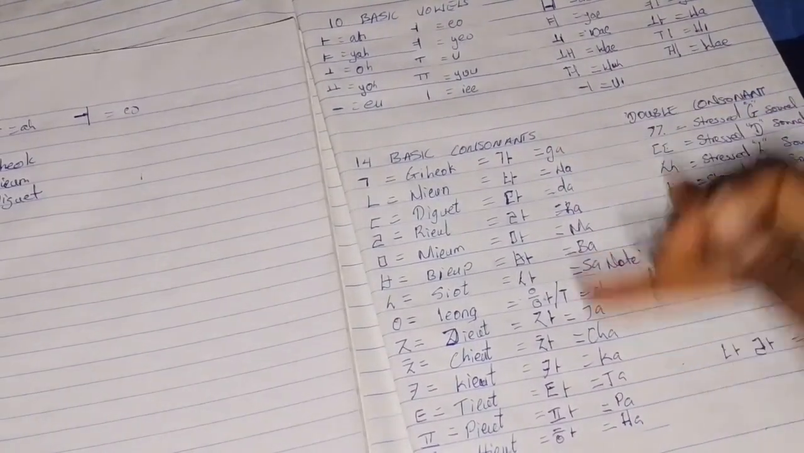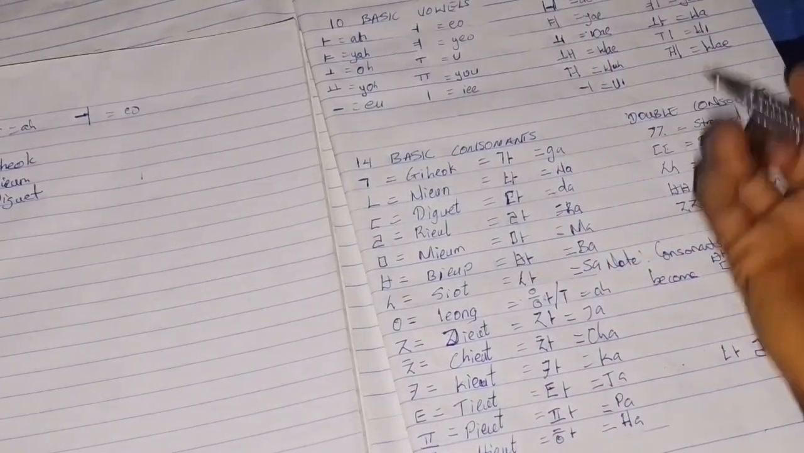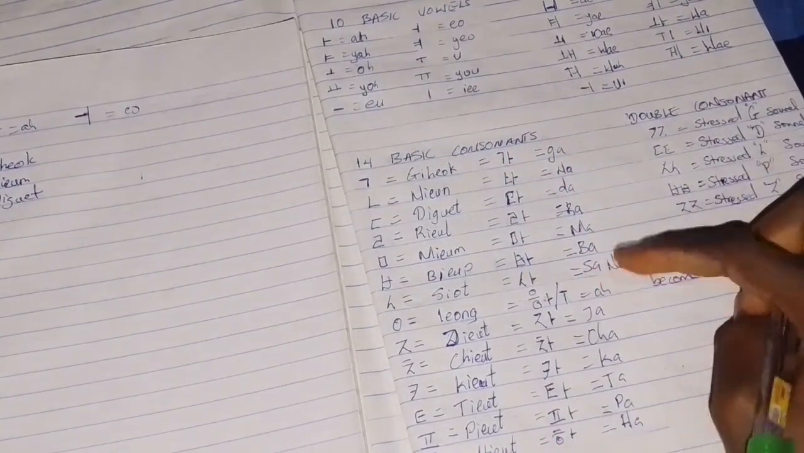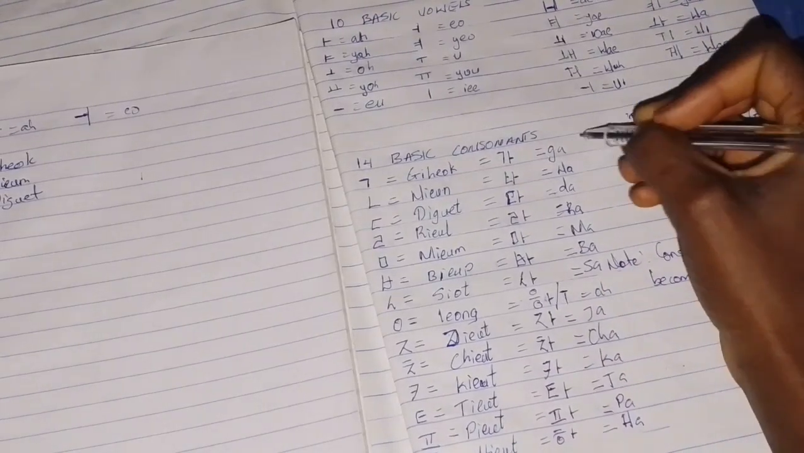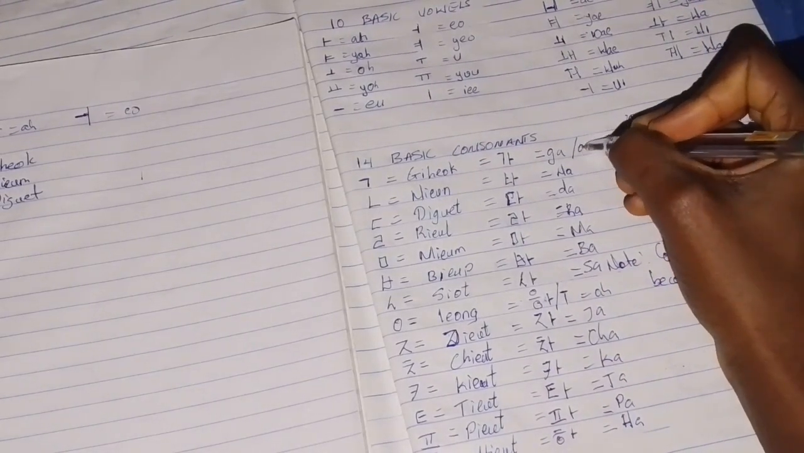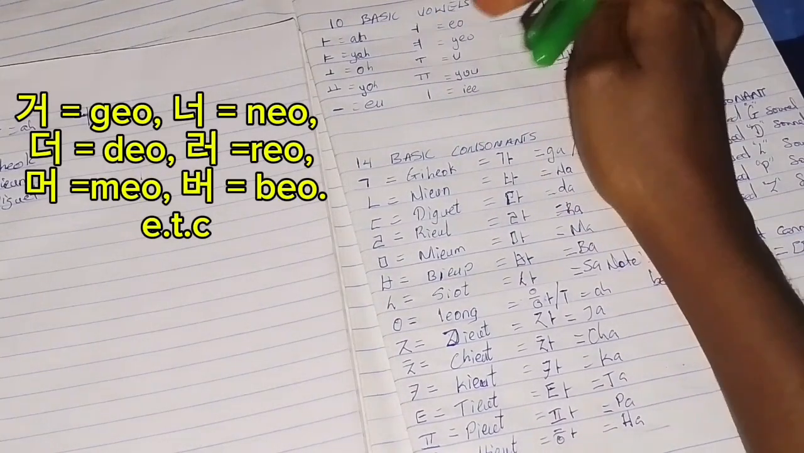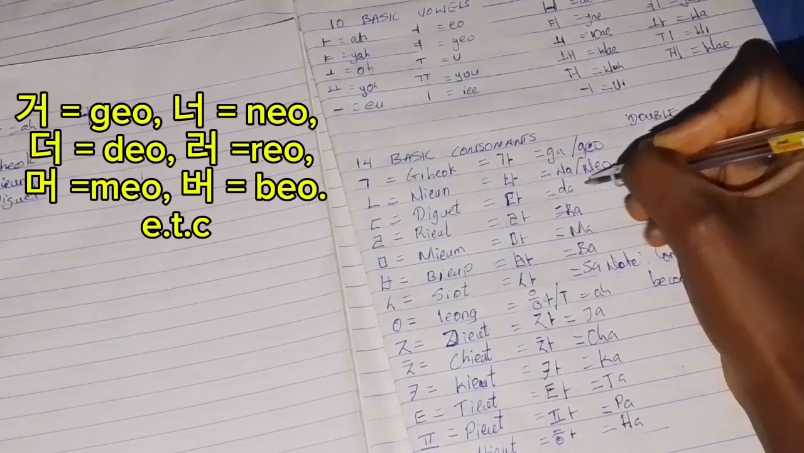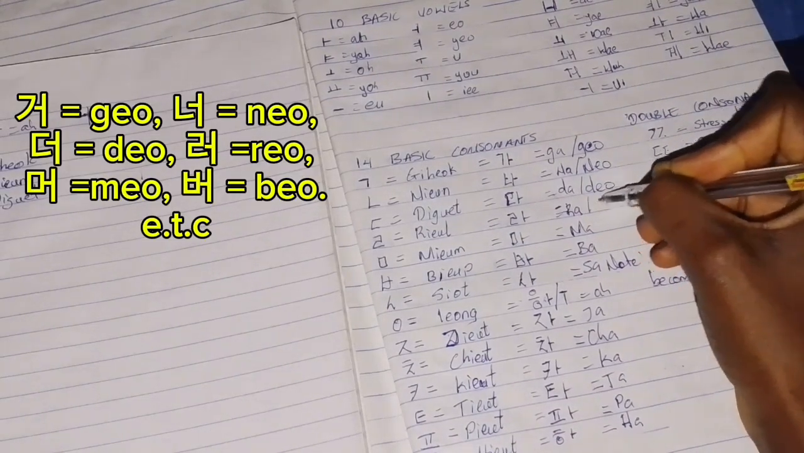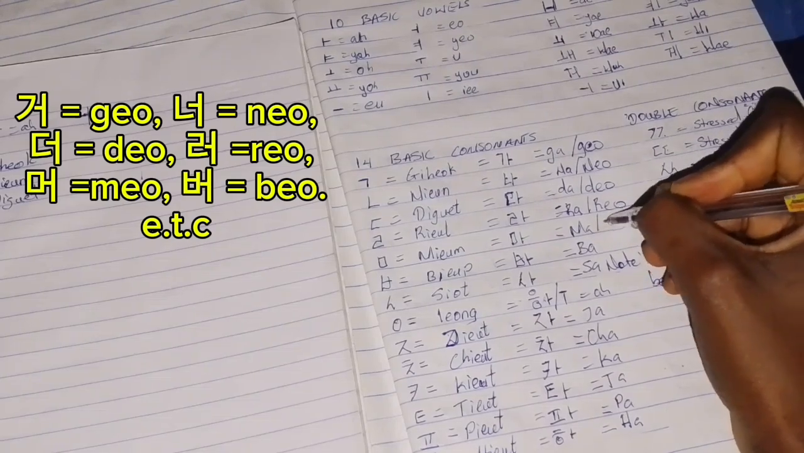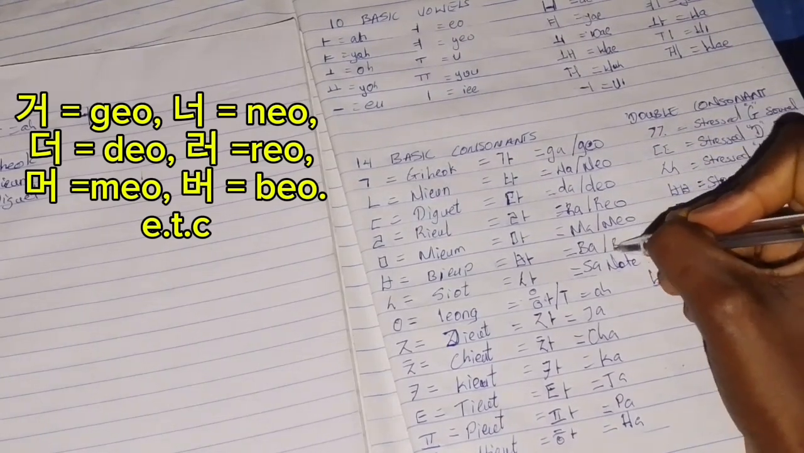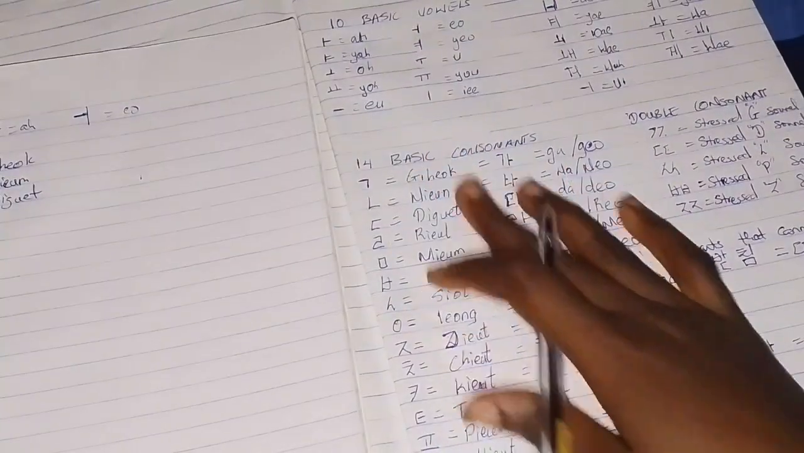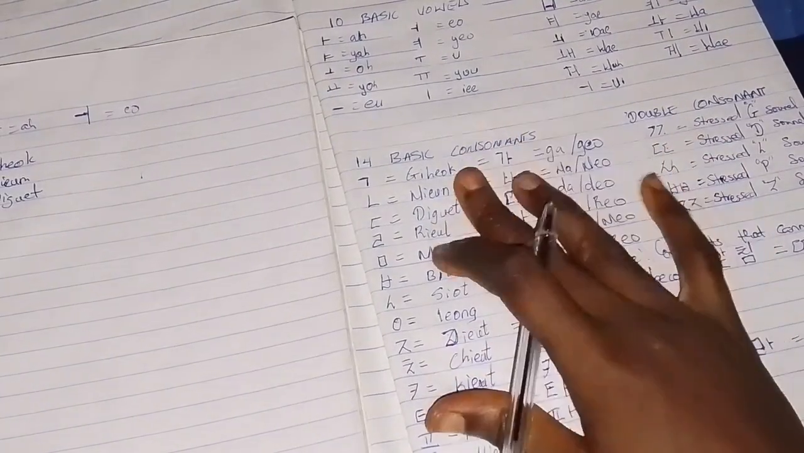Some people will advise you, I will advise you if you can, but it's not compulsory. After learning this Ga Na Da Ra Ma Ba Sa A Ja Cha Ka Ta Pa Ha, you can go ahead and learn it with oh. So it becomes go, no, do, ro, mo, po. Just like that. And that's how you'll be able to learn the 14 basic consonants quite easily.